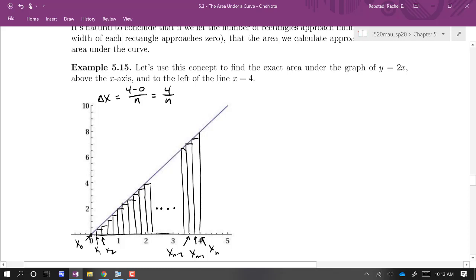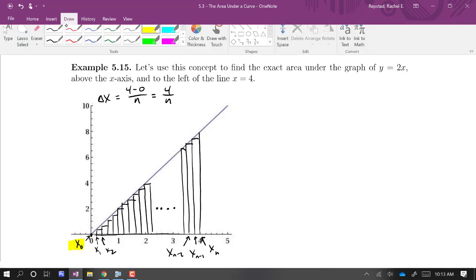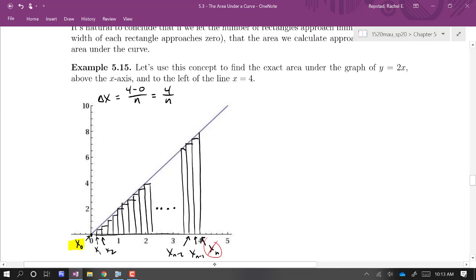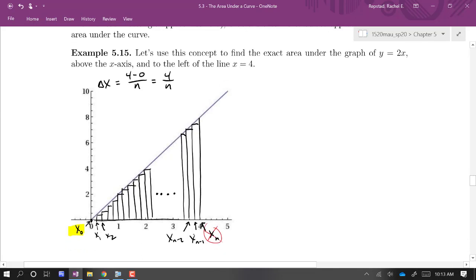And we'll note that because this is an increasing function, we're using left endpoints. That means that we will use x naught to get one of our heights, but we will not use x sub n to get one of our heights. The last x coordinate we'll use to get a height is x sub n minus 1.